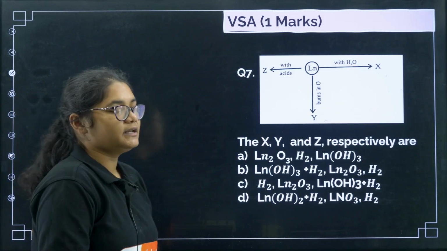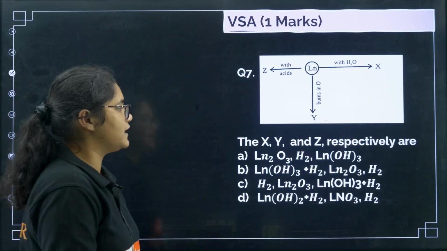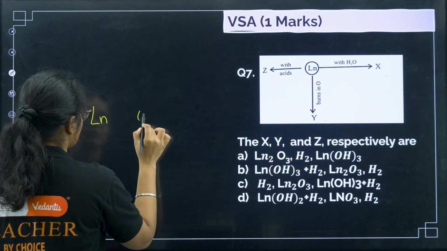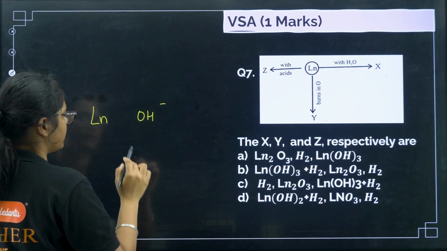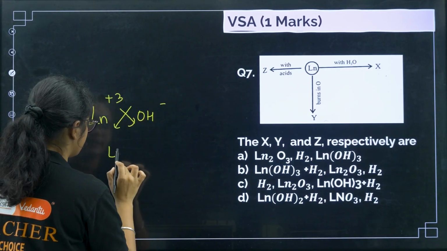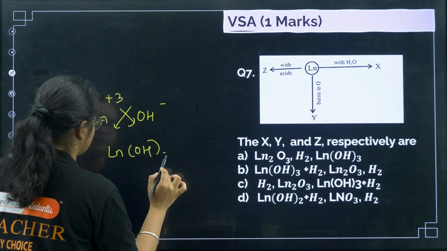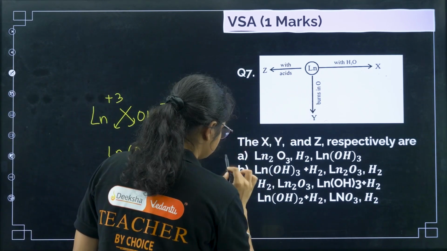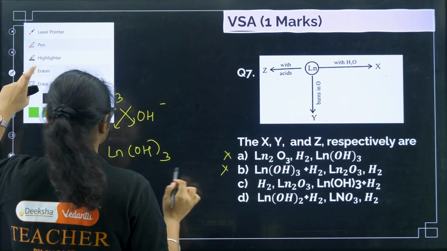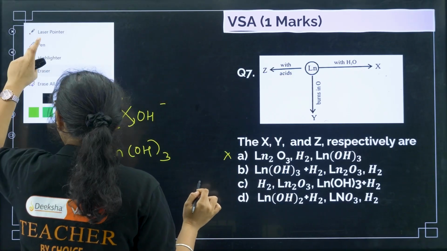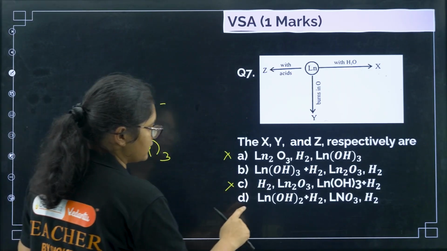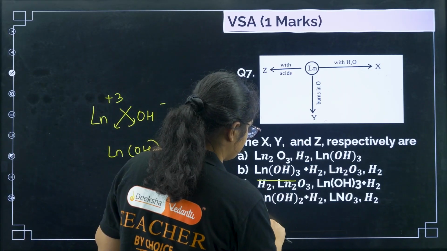Next, question number 7 is from the reactions of lanthanoids. So lanthanoids with water, what will happen? It will form OH. From water it gives OH and lanthanum oxidation state is +3. If you do crisscross, I will get Ln(OH)3. So X is Ln(OH)3. We have option number B and D. It can be either option number B or option number D. Sorry. Yeah, only option number B, I think.